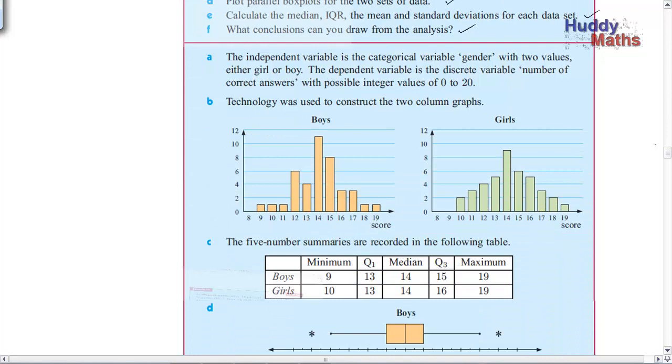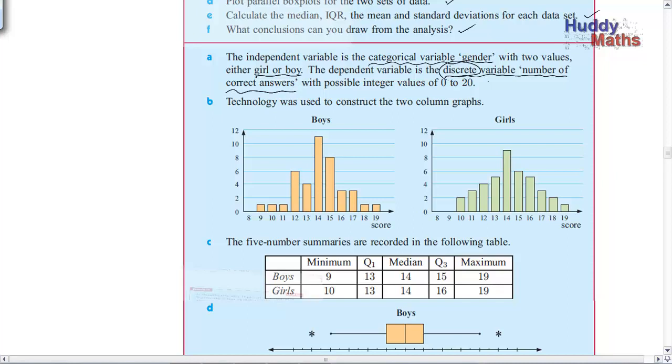The independent variable is the categorical variable gender, male or female, two values, either girl or boy. The dependent variable is the discrete variable, number of correct answers. So it's numerical, but they're only separate things. You can't get 1.5 answers. So it's discrete.